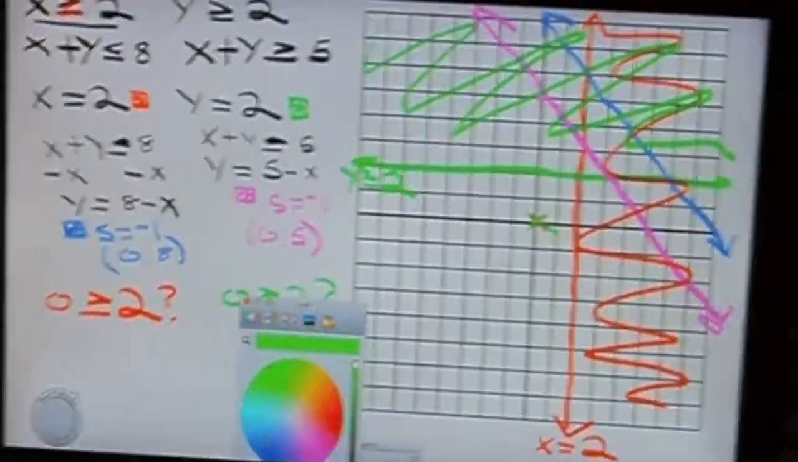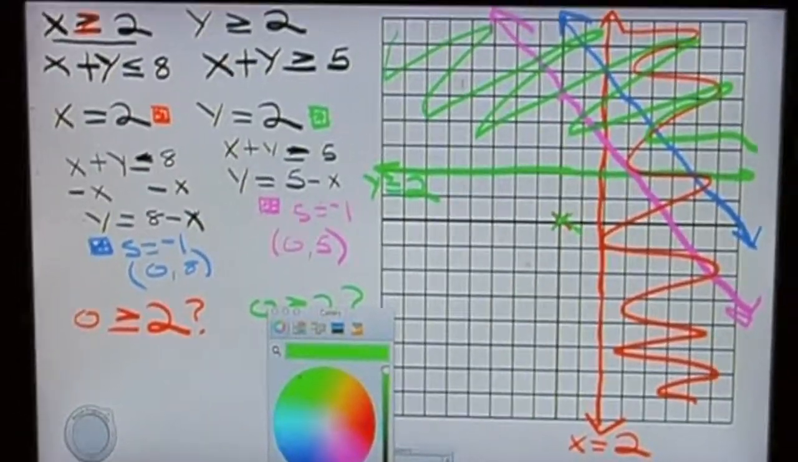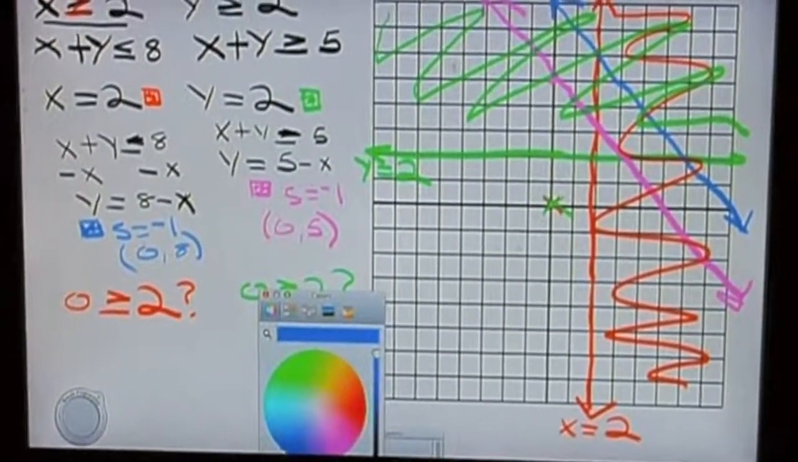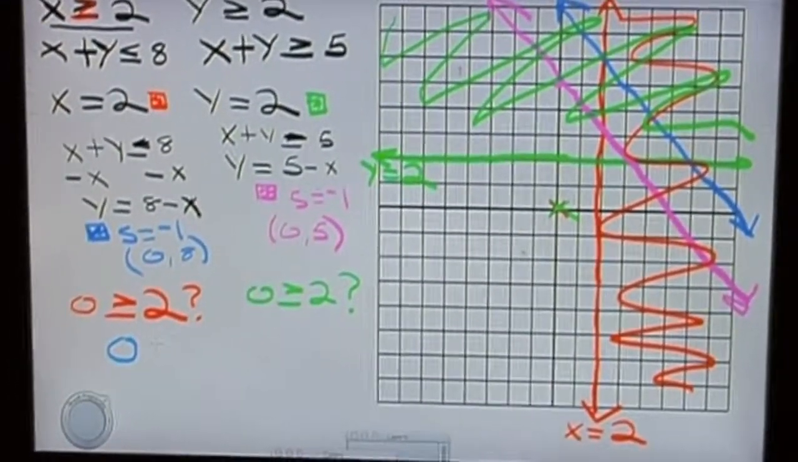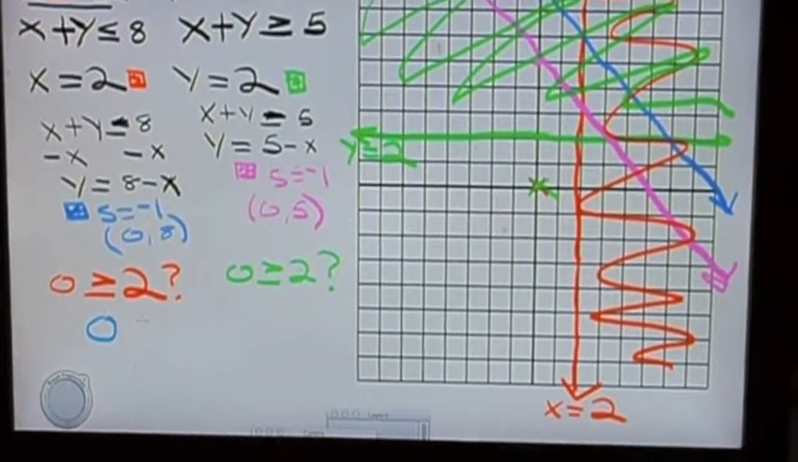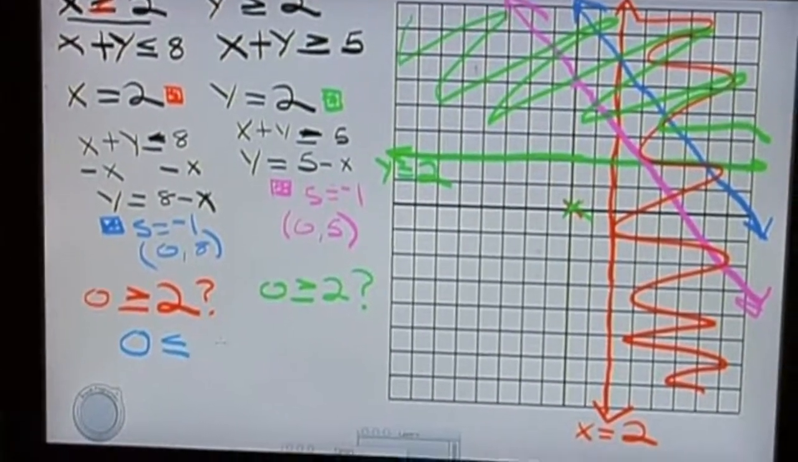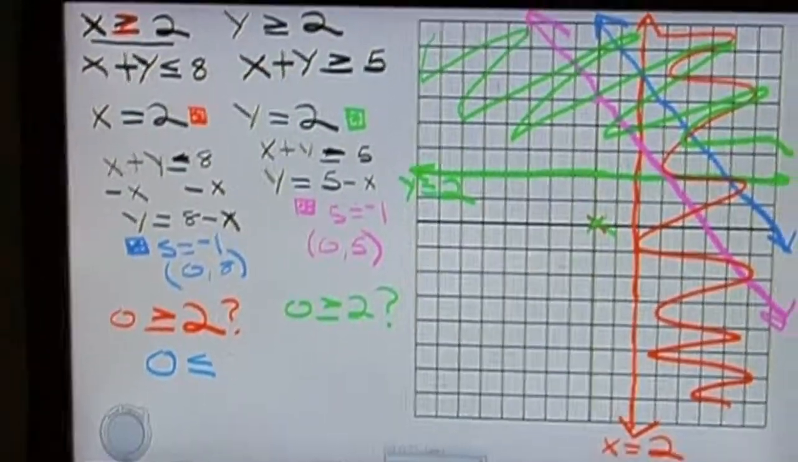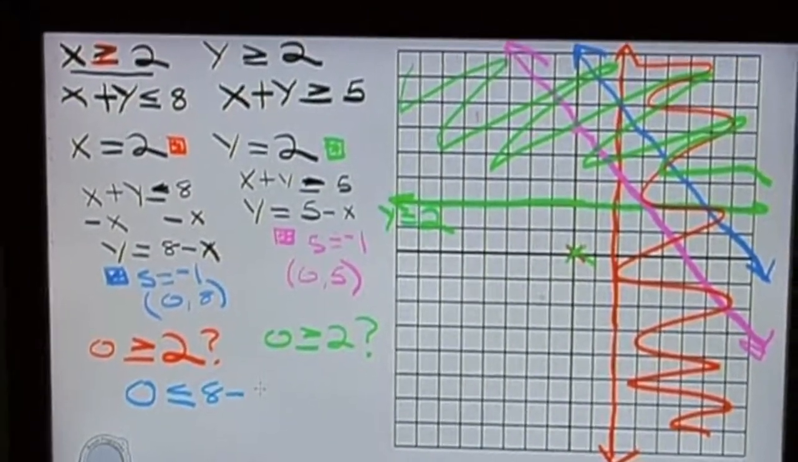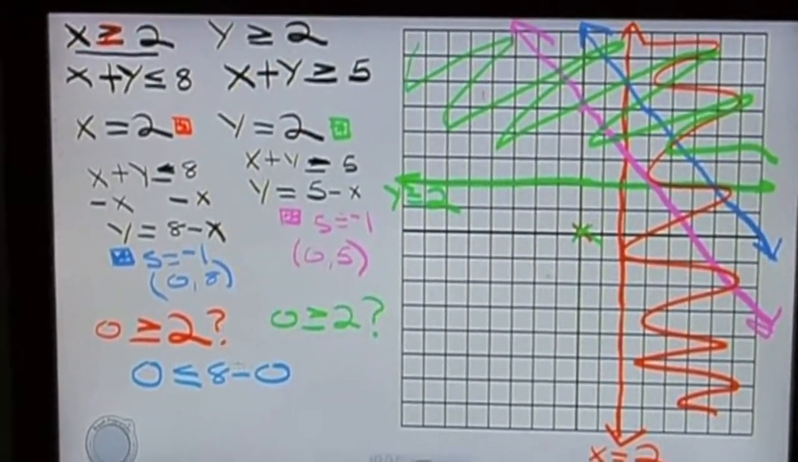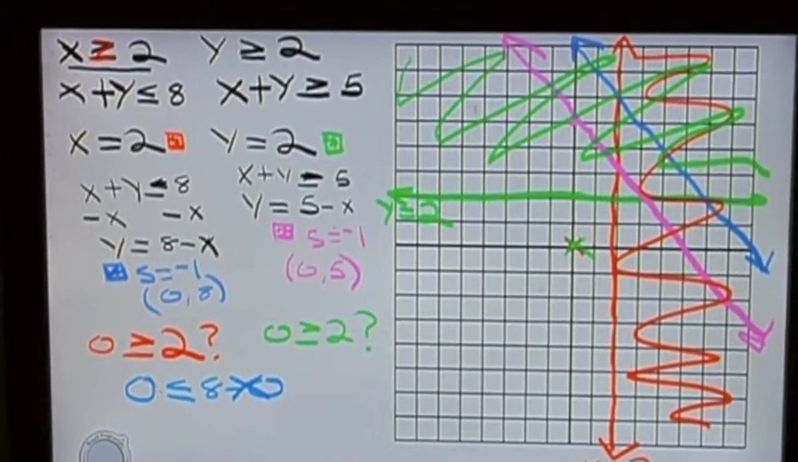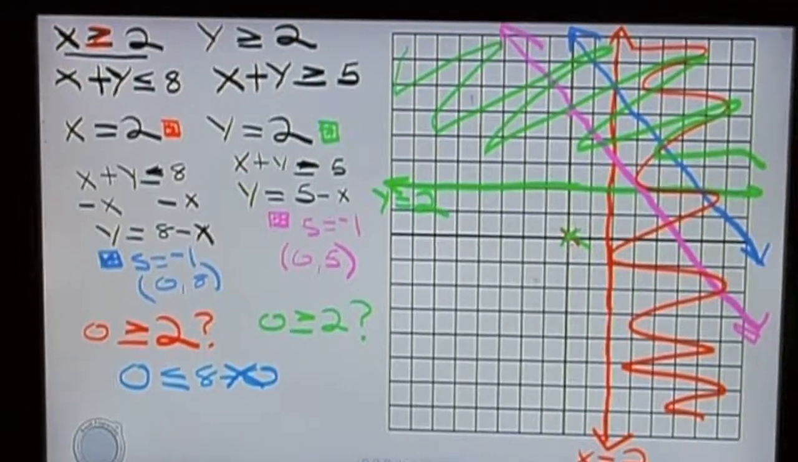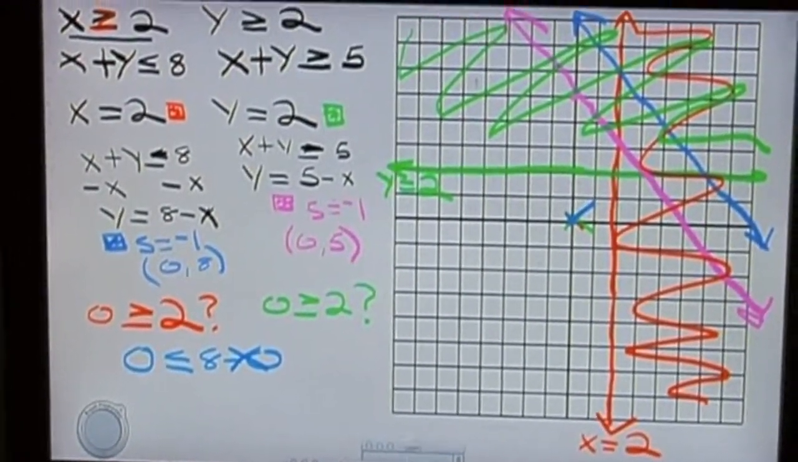For the third equation, y equals 8 minus x, you're going to put 0 in for x and y, and you ask yourself, is 8 minus 0 less than or equal to 8? Yes, 0 is less than or equal to 8, so you're going to shade on the side that contains the point 0, 0.